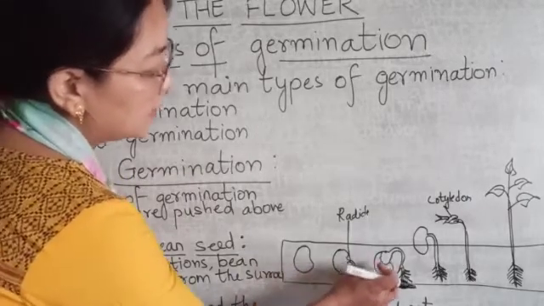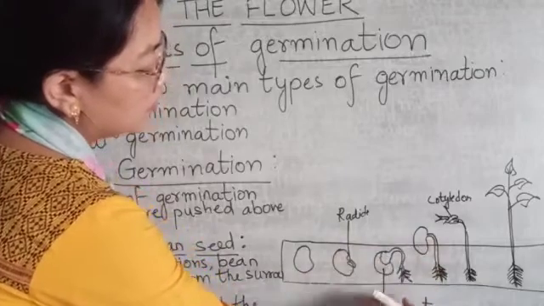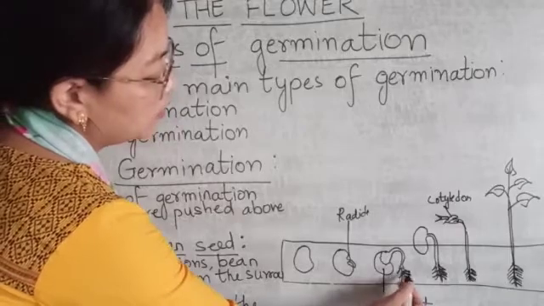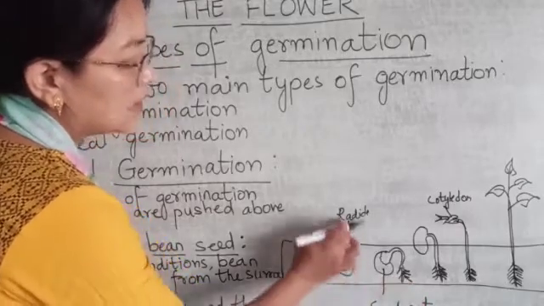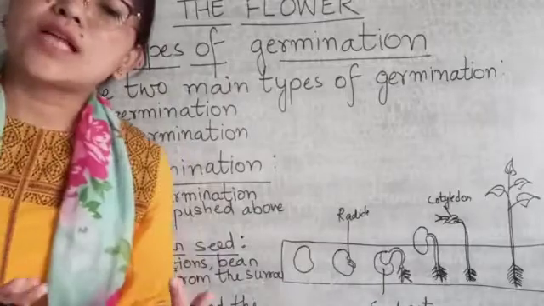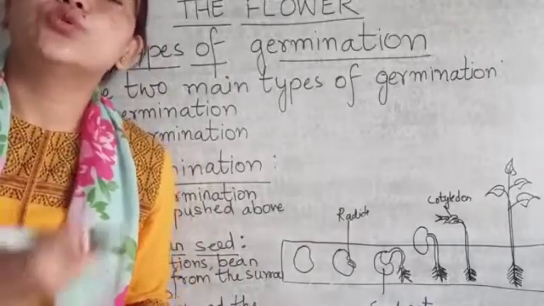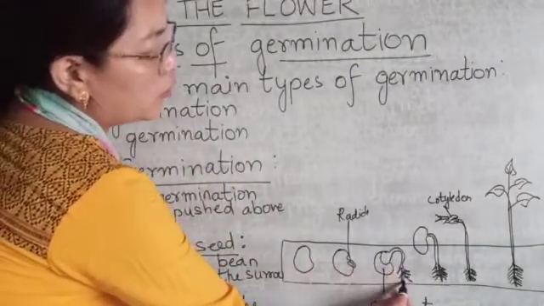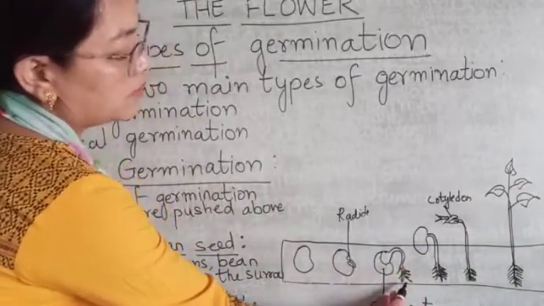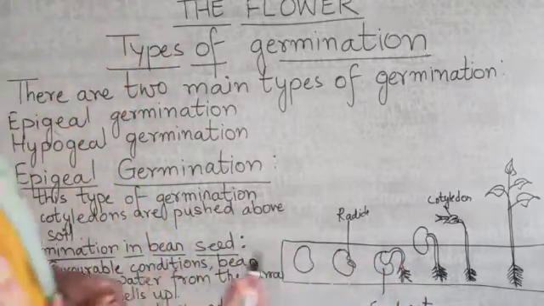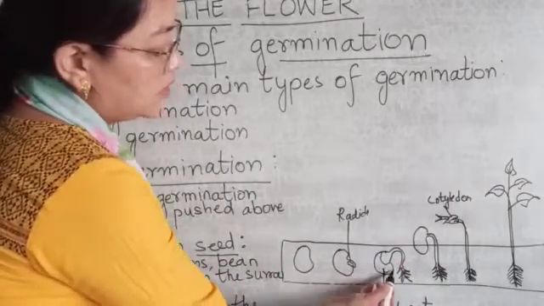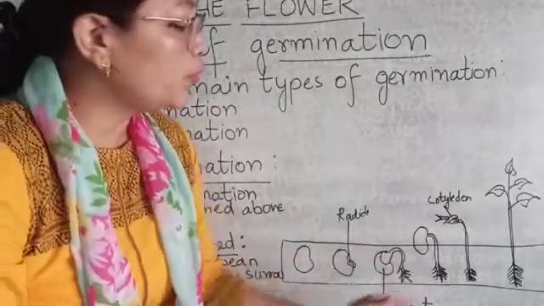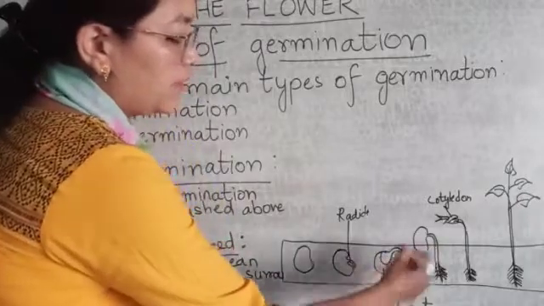Then the radicle grows and moves downwards to form the root system. So the radicle develops into roots and the plumule develops into the shoot. First the radicle comes out and grows downwards and forms the root system, as you can see here. And this is the seed coat.